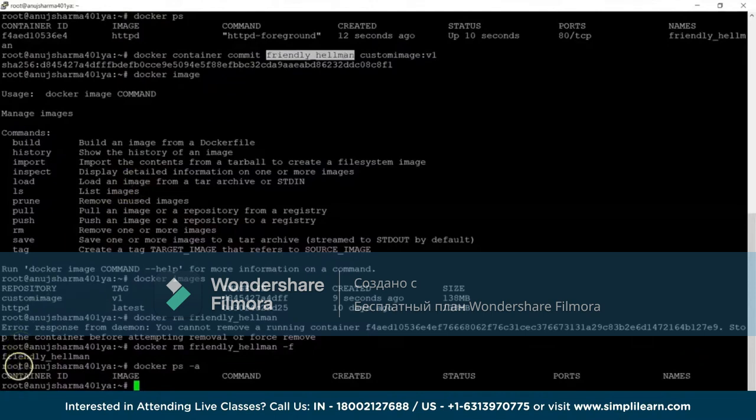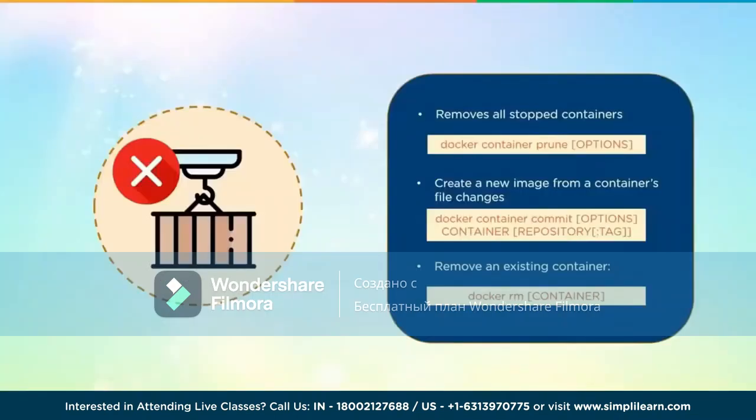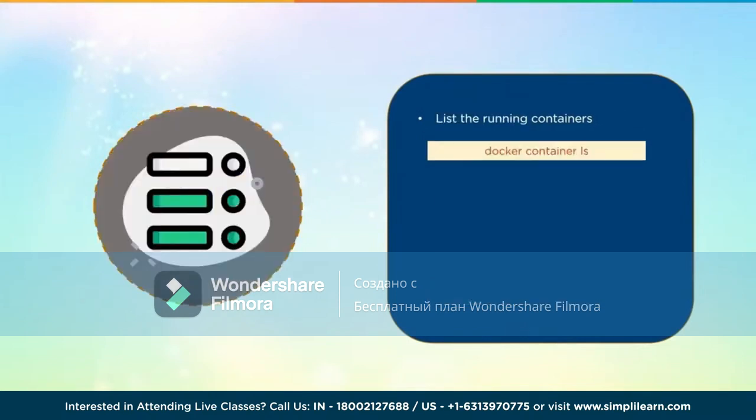So let's go back to the main content. These are the commands with which we can do management, like how to stop the containers, how to remove the containers, and how to get a new Docker image out of the container. Now let's see how we can list all the running containers. If you want to list them, you can use the docker container ls command, which will help you list all the containers that are there on your system.